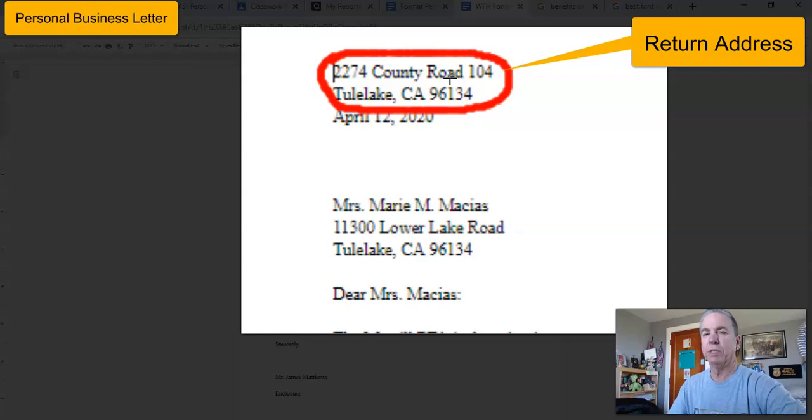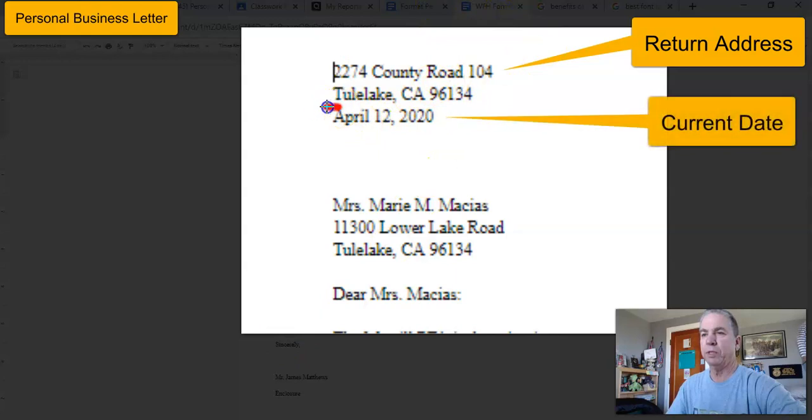This would be the person who is actually writing and mailing the letter, as indicated by this signature section down below here. Also want to take note that when we do the date, you always use the current date, the date that you're actually composing or typing the letter.